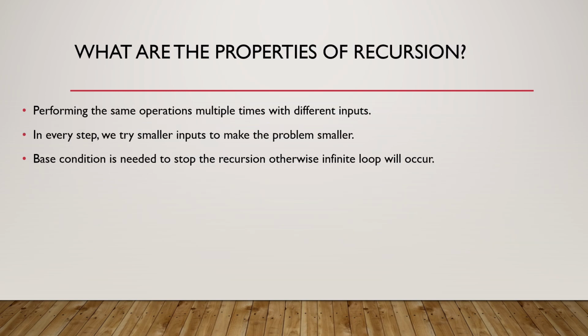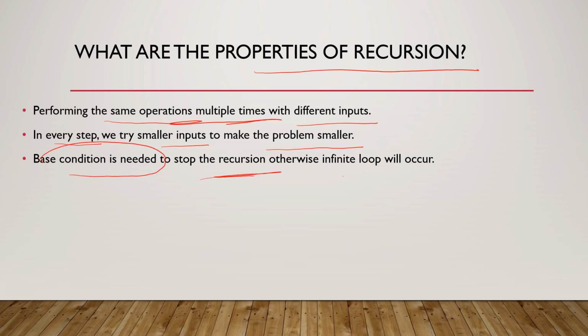Now let us understand the properties of recursion. The first property is performing the same operation multiple times with different inputs. The second property of recursion is that in every step we try smaller inputs to make the problem smaller. And the third property is that base condition is needed to stop the recursion, otherwise infinite loop will occur. So these are some properties of recursion.